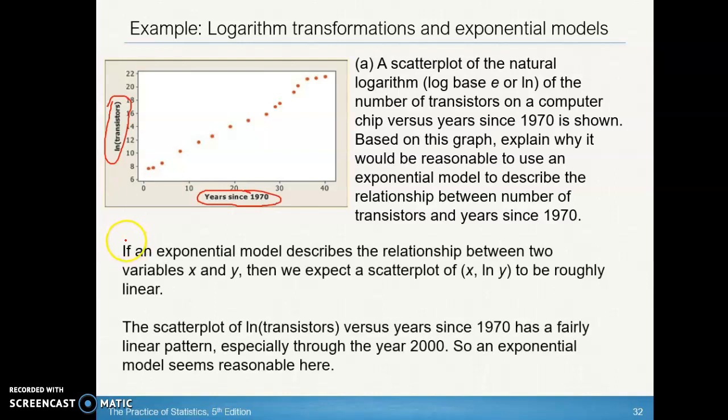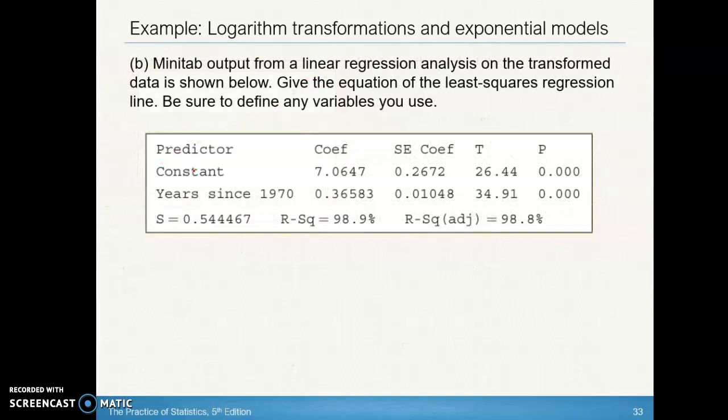If an exponential model describes the relationship between the two variables, then we would expect x versus natural log of y, or you could also use log of y, same thing, to be roughly linear. If we look, this actually has a pretty linear pattern until we get to this point right here. So I would say that an exponential model would seem reasonable in this case.